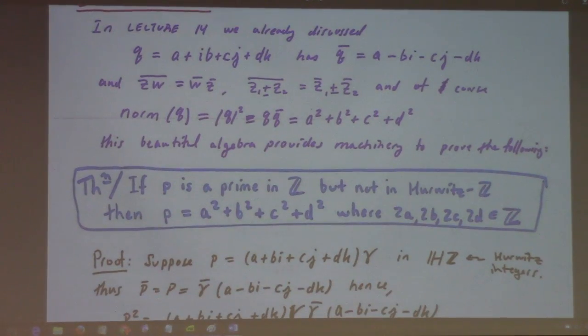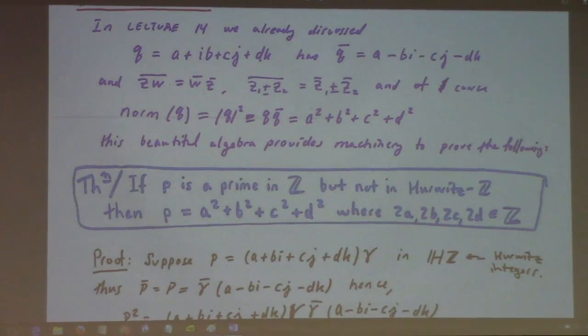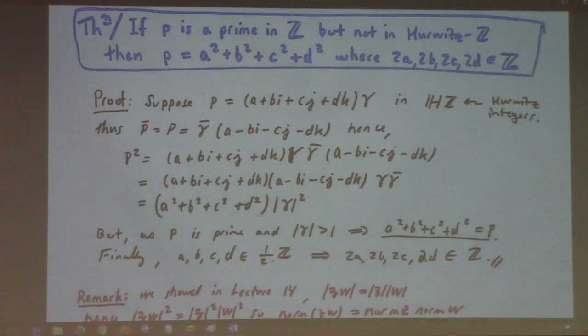So you get this theorem that if p is a prime in the integers, but it's not a prime in the Hurwitz integers, then it must be that p is the sum of 4 squares. And these 4 squares have the property that twice them is in the integers, which either means that a and b and c and d are integers or that they're half integers. So that's kind of an interesting thing. We've seen something very similar in the Gaussian integers. I'll talk about that either later today or some other day.